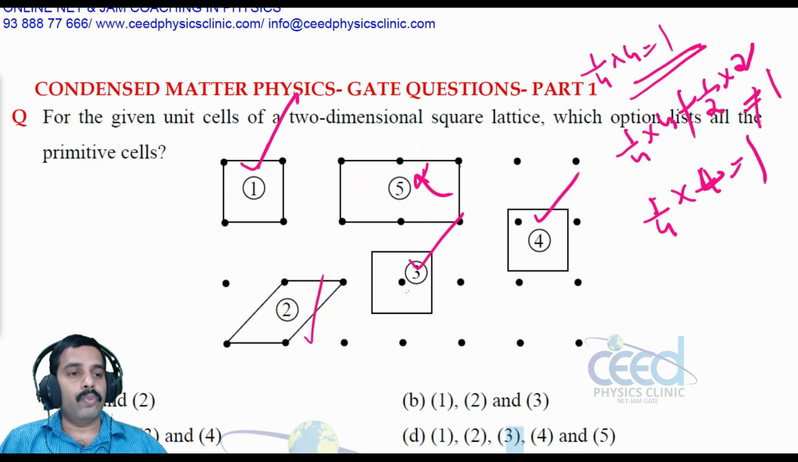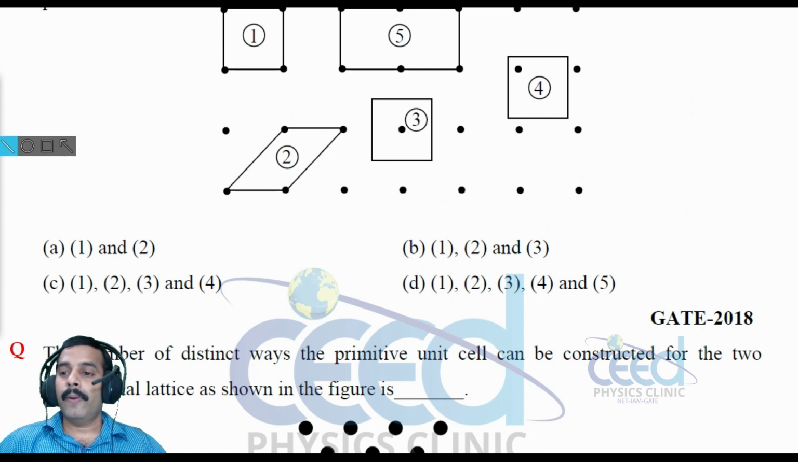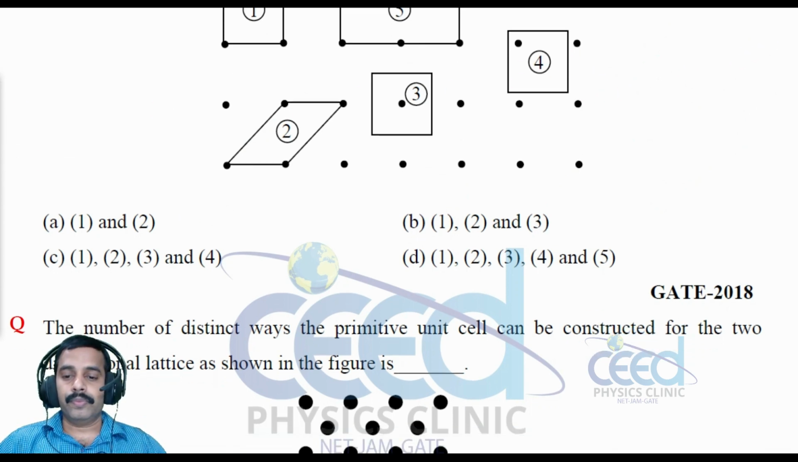So let us go to the options. Options 1, 2, 3, 4, these all are primitive, so option C is correct, right? Now let us come to another question.